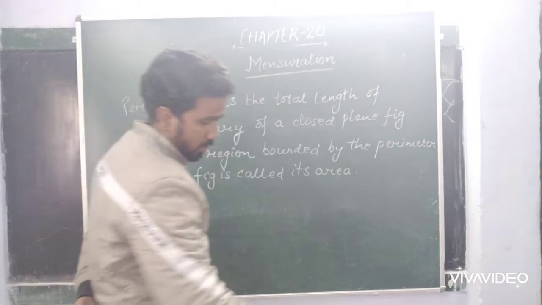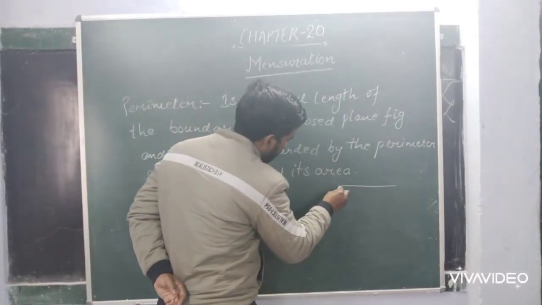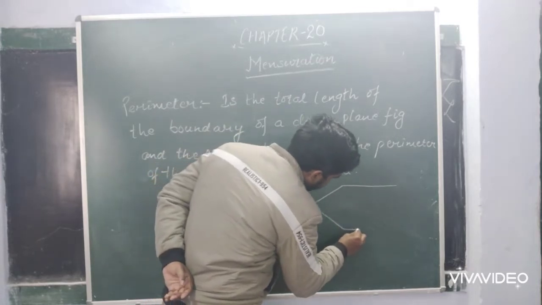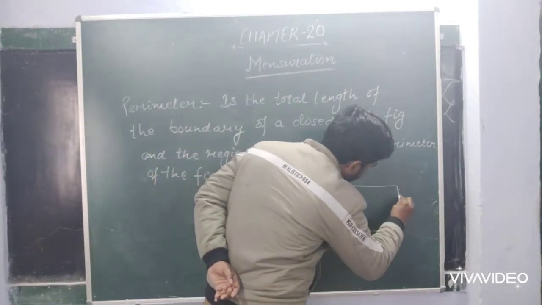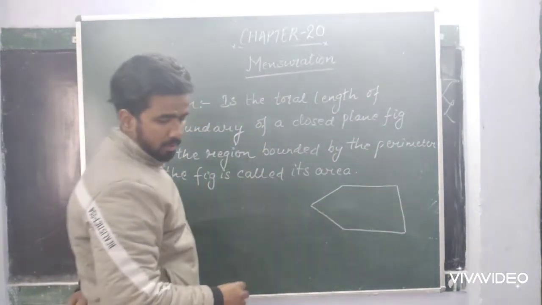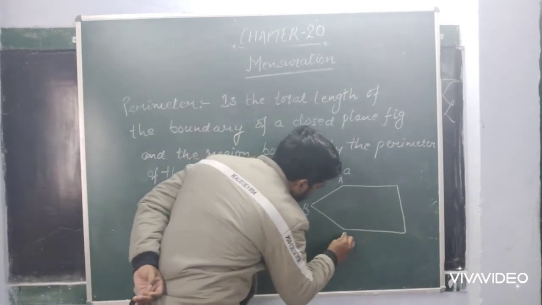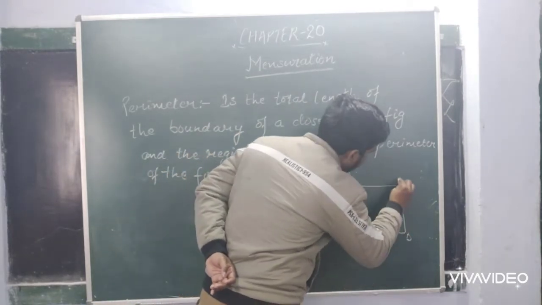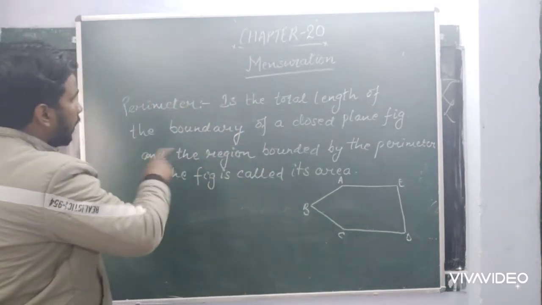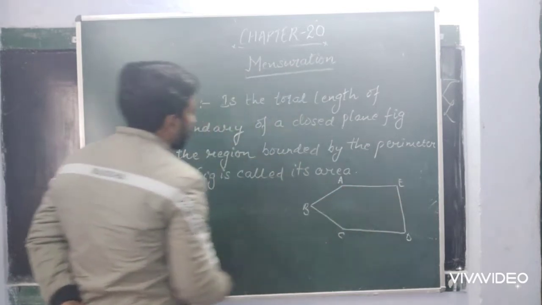Okay. Suppose this is the figure, and name is there. Let us name it A, B, C, D, and E. So what is the perimeter? It is the total length of the boundary, meaning all the length of the boundary. Clear?